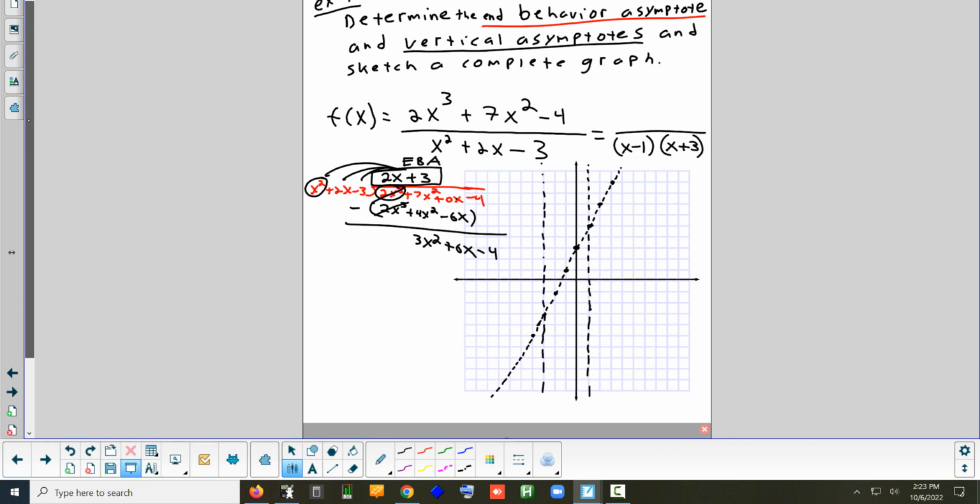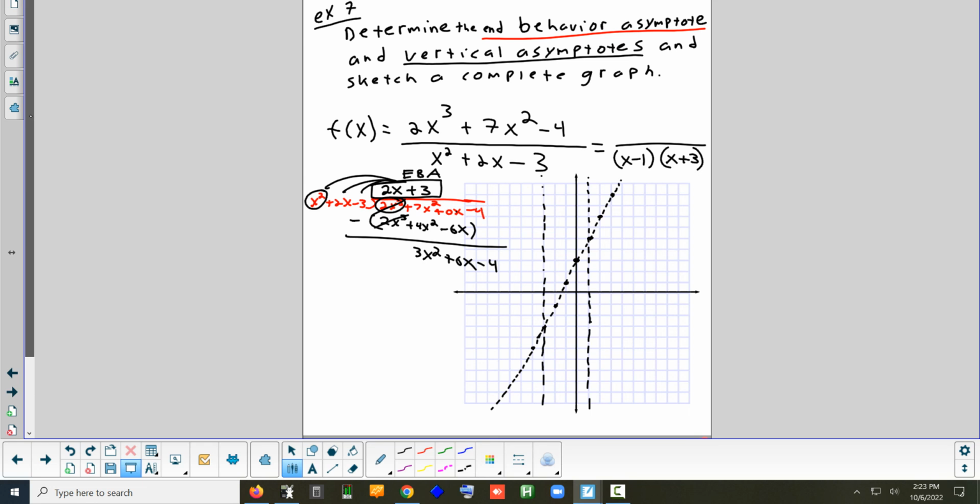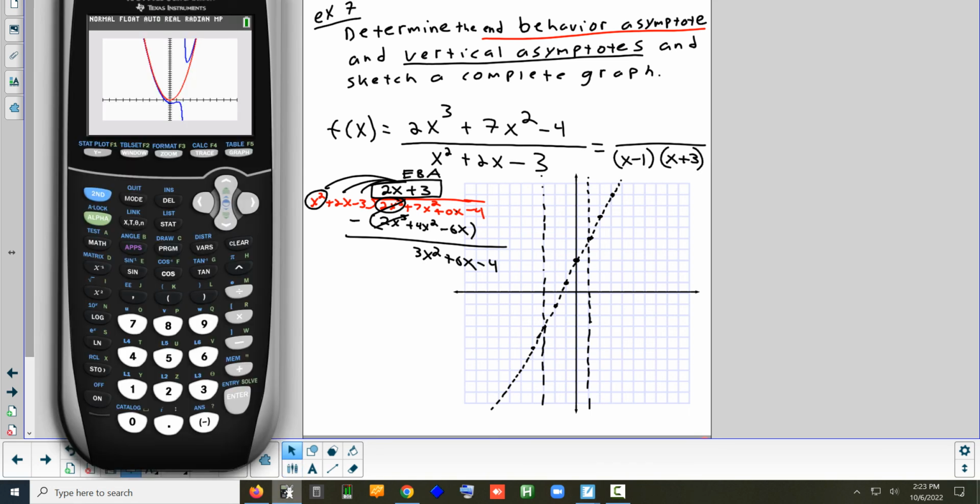The quickest way to get points, besides just plugging numbers in for x and doing this out every time, is just use a table. So let's put that in. If you have anything else, just clear it out. Let's put in 2x cubed plus 7x squared minus 4. And we're going to divide that by x squared plus 2x minus 3. I don't have to, but I'm just going to clear the numbers I already had in my table. So I'm going to start over.